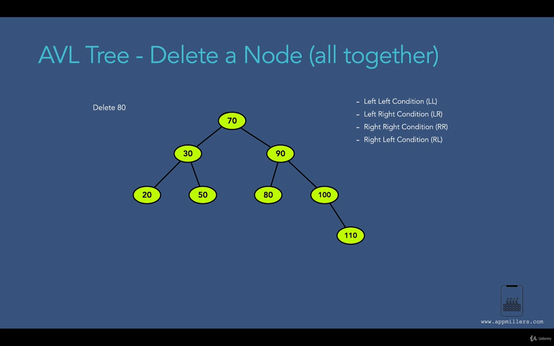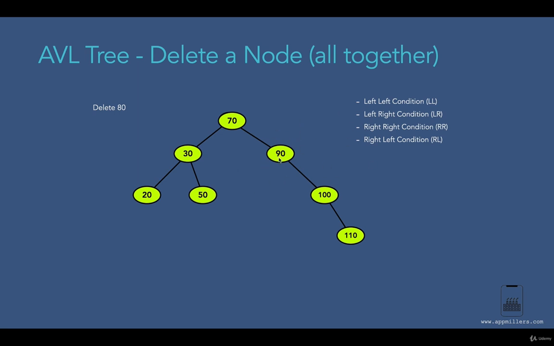So in the next case, I'm going to delete another node from this AVL tree. In this case, I'm going to delete 80 from here. Now if I delete 80, we can easily see that the parent of 80, which is 90, becomes disbalanced because in this case the right subtree's height is 2 and the left subtree's height is 0. So this means that the difference between them is 2.